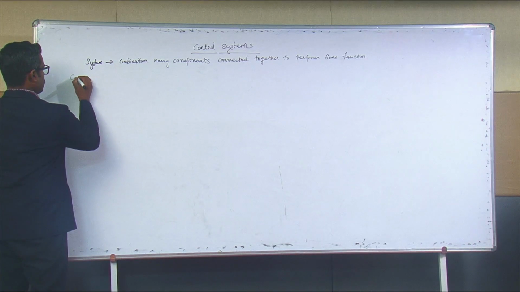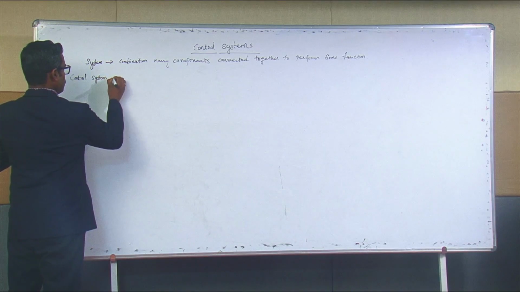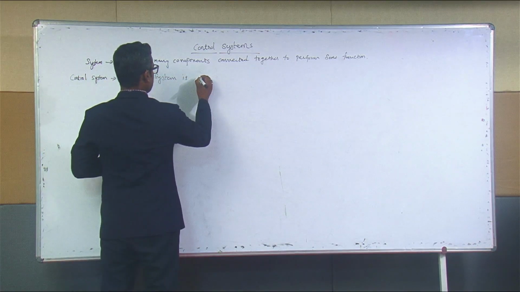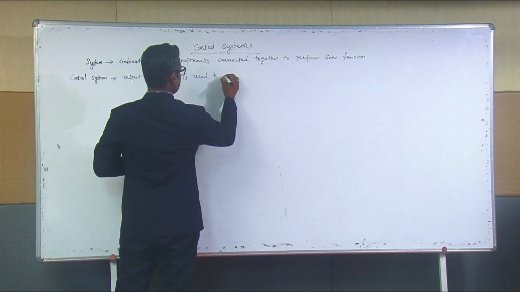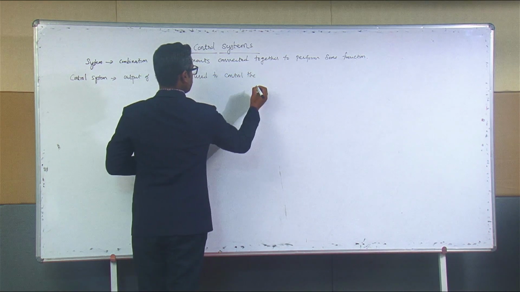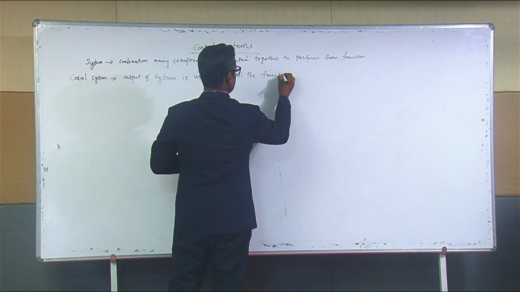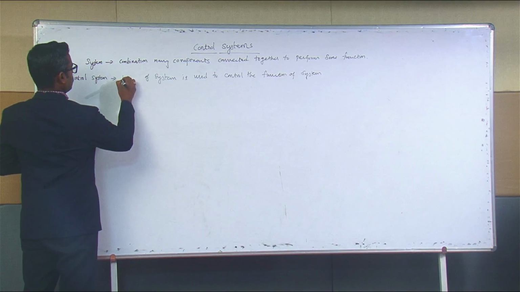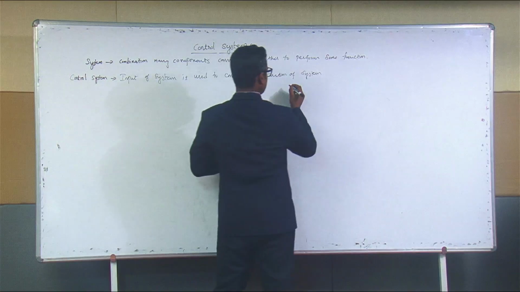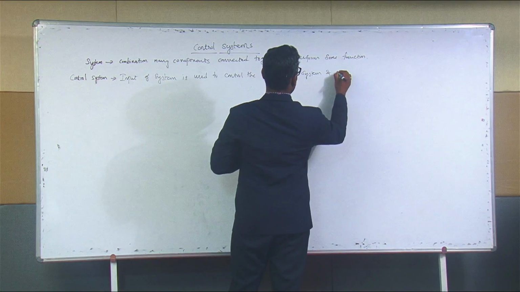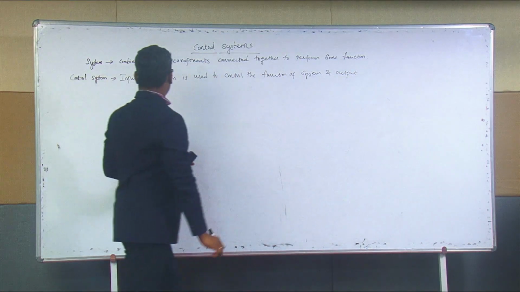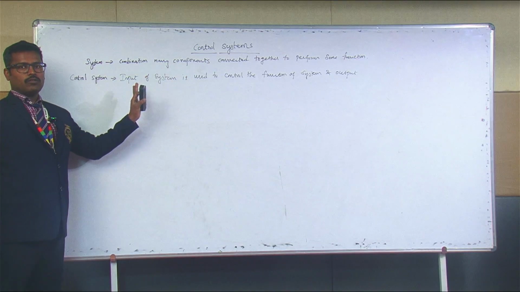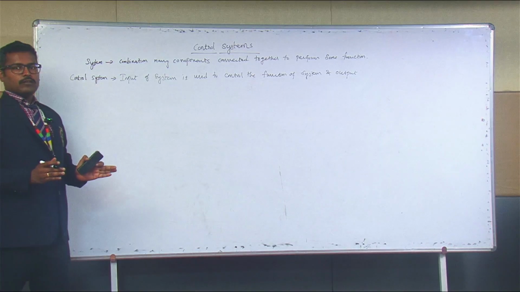What is meant by a control system is that the input of the system is used to control the functions and output of the system. The inputs can be used to control the functions as well as the output of the system, and that is called a control system. So this is a very simple way to understand the control system.